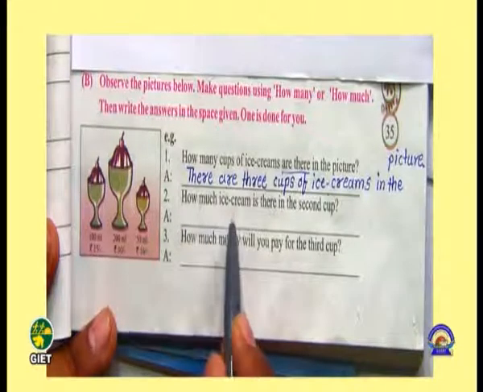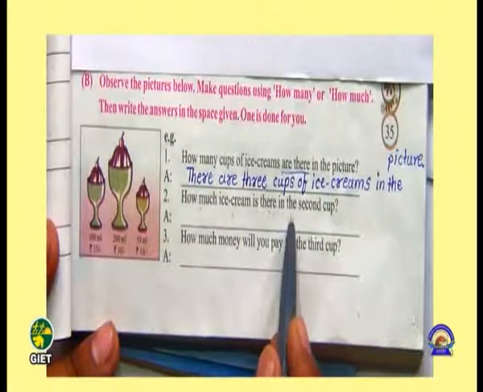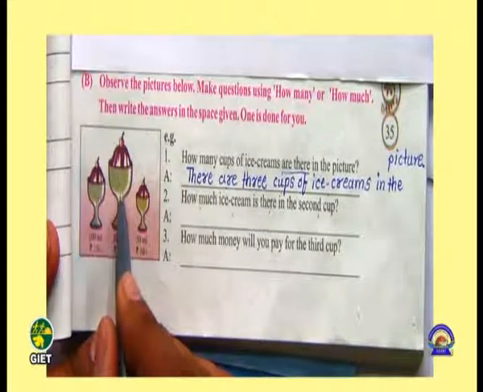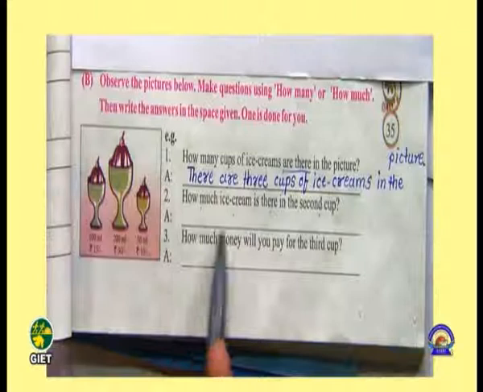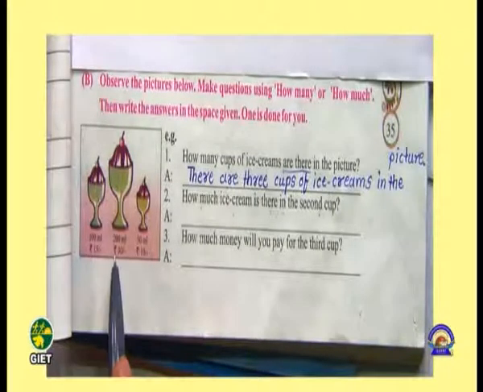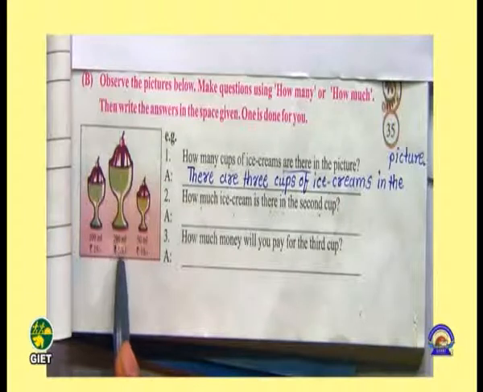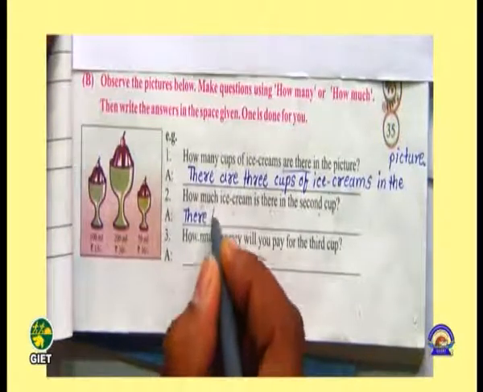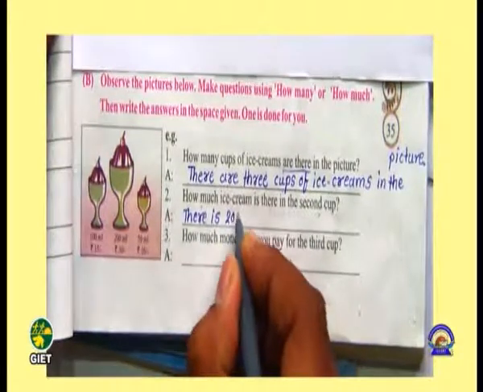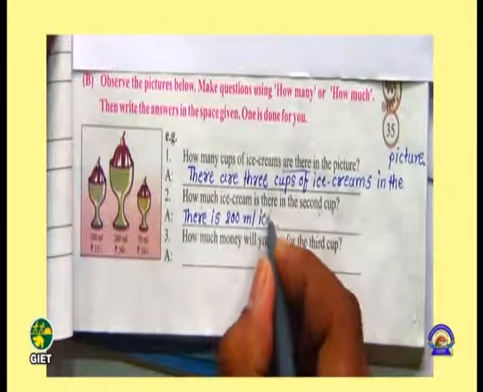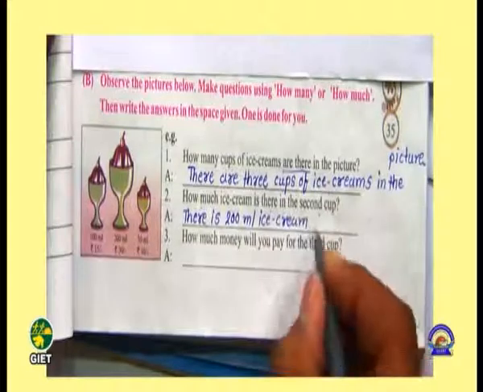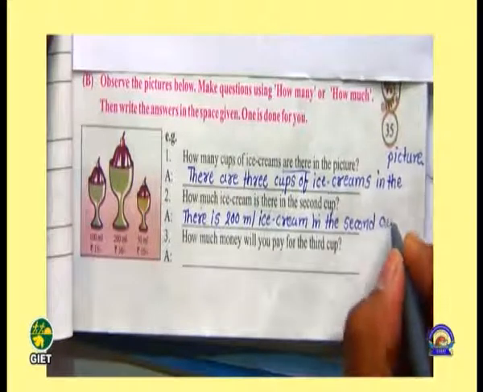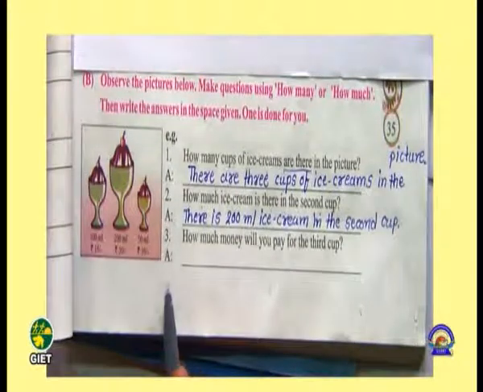Let's see the next question. How much ice cream is there in the second cup? So, let's see the second cup, first and second. Let's see here. How much ice cream is there? Yes, it's 200 milliliter. So, there is 200 milliliter ice cream in the second cup.